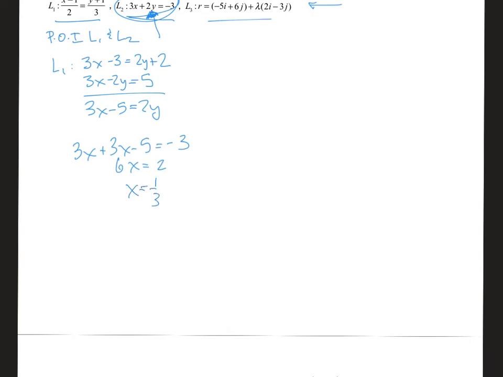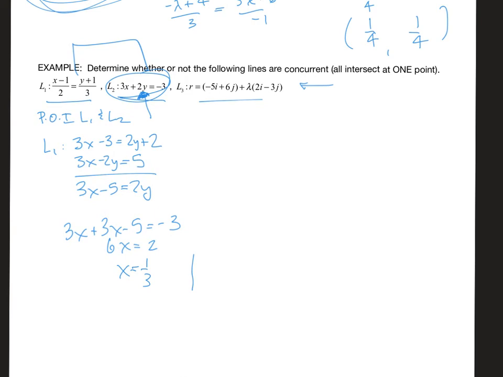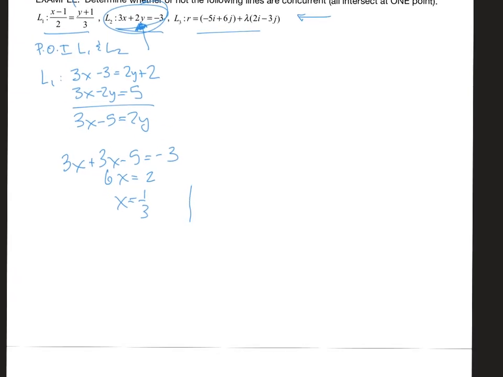Okay, and if I plug x equals 1/3 into either one of these, I should be able to figure out what y is, which, again, is going to be the point of intersection. I know the x part, but I need the y part. So I've got 1/3, and when I plug it in, I get a y of negative 2.